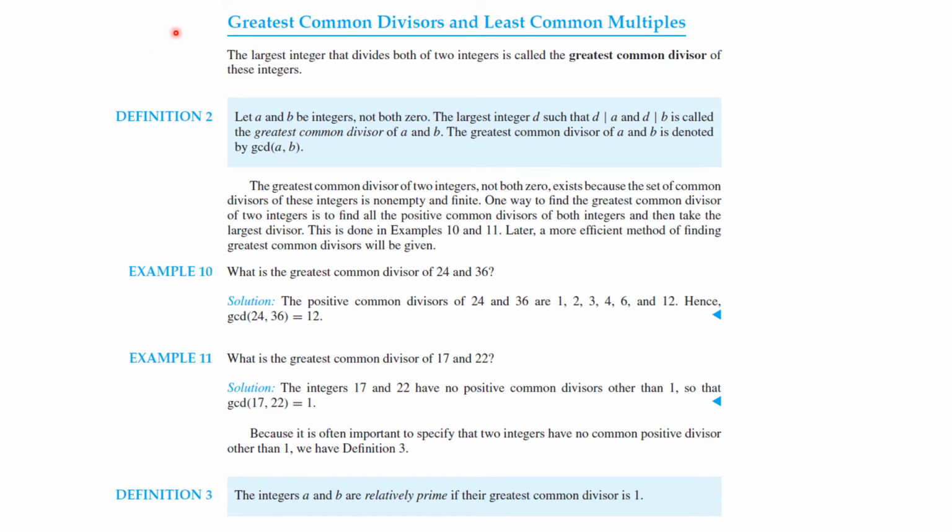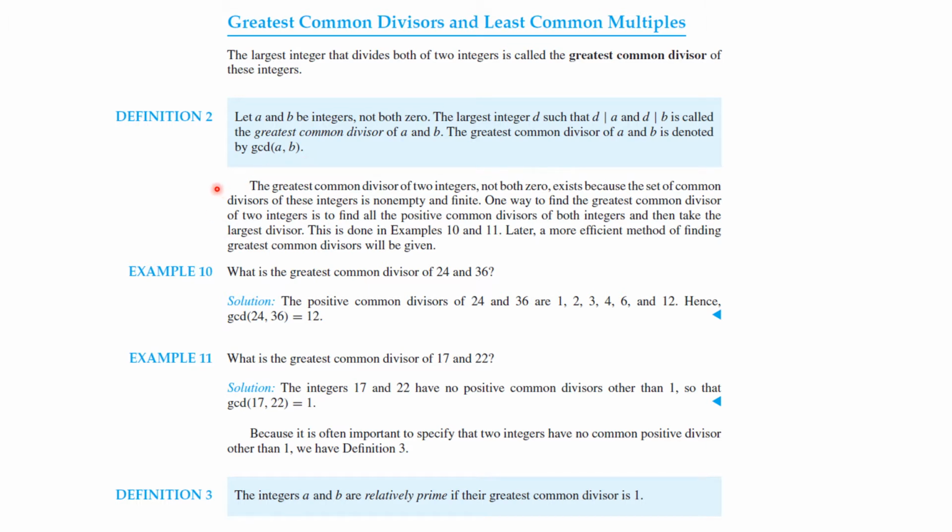The greatest common divisor and least common multiple. The largest integer that divides both of the two integers is called the greatest common divisor of those integers. Here's the definition written formally. If a and b are integers, not both 0, the greatest common divisor d, such that d divides a and d divides b, is called the greatest common divisor of a and b. The greatest common divisor of a and b is denoted by GCD of a and b.